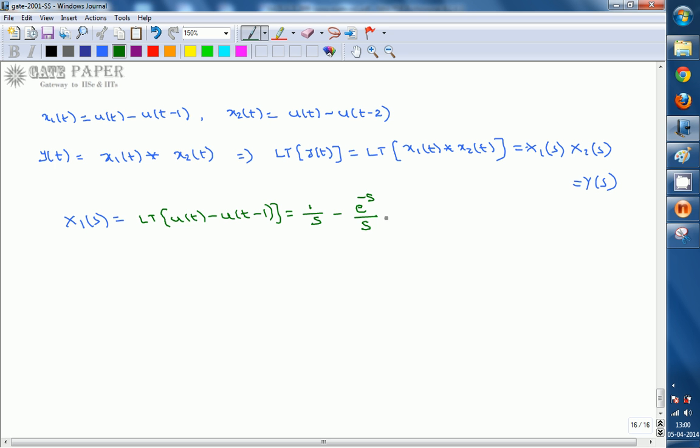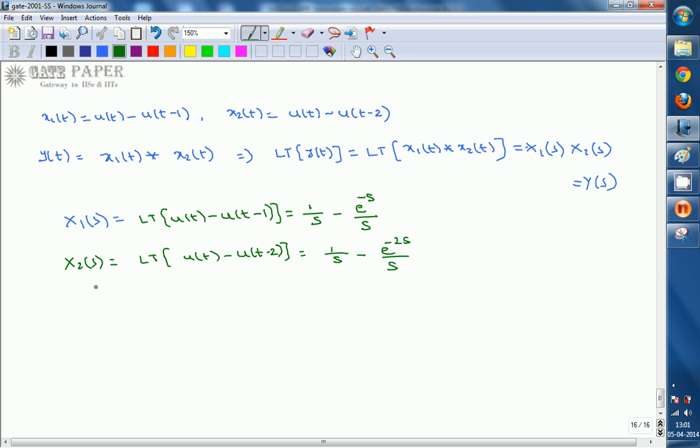Now consider x2 of s, that is the Laplace transform of u of t minus 2. This is equal to e power minus 2s by s.